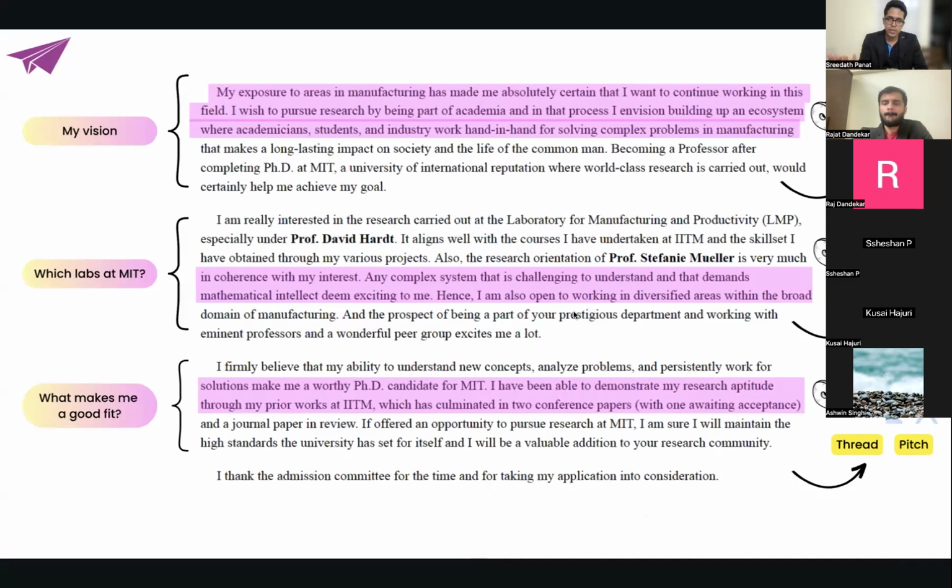Maybe they only plan to take one student. Maybe they have already decided whom to take, because they have collaborated with some other research group in Europe, and they would like to take some student from there for PhD. Who knows, right? So you cannot put all eggs in the same basket.